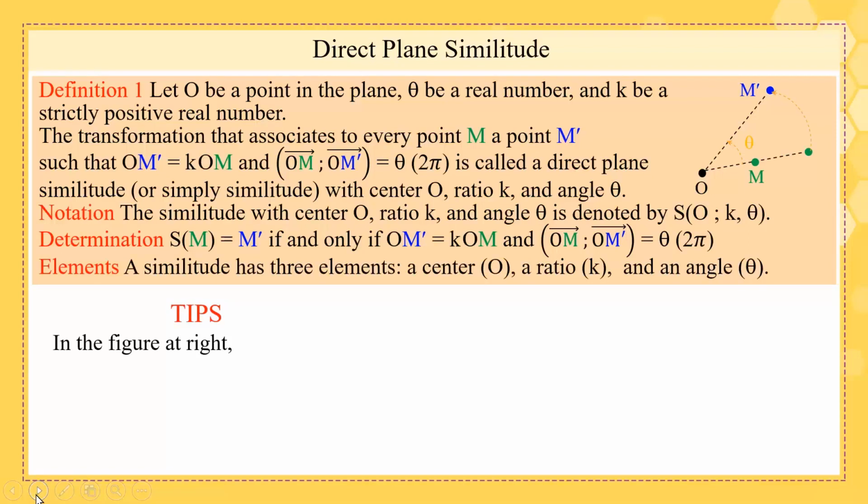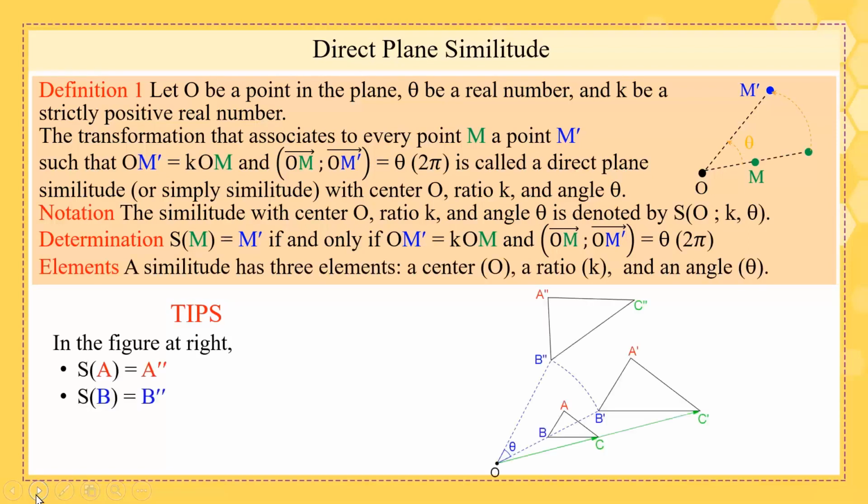Tips: in the right figure here, S(A) = A double prime, S(B) = B double prime, S(C) = C double prime. Thus, the image of the triangle ABC by this similitude is A double prime, B double prime, C double prime. So in brief, the similitude is the composite of two transformations. First, ABC is dilated into the triangle A prime, B prime, C prime by ratio k, and A prime, B prime, C prime is rotated by the rotation of angle theta, so it will be transformed into the triangle A double prime, B double prime, C double prime. Finally, the triangle ABC is transformed into the triangle A double prime, B double prime, C double prime by this similitude.